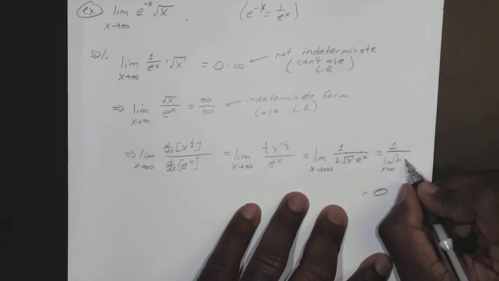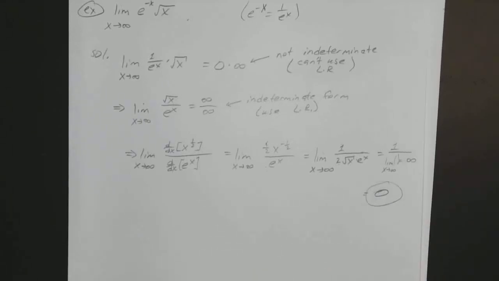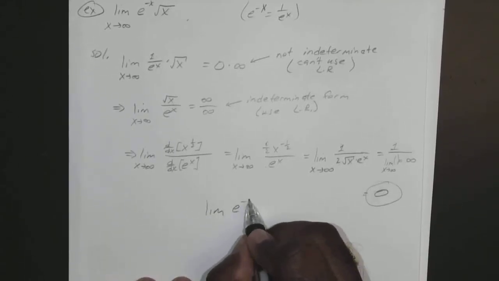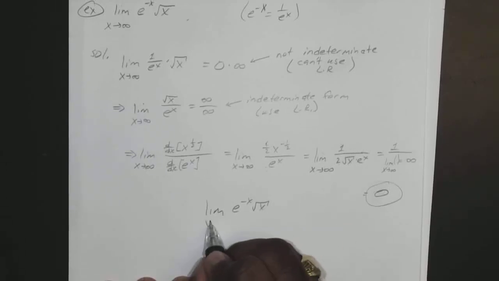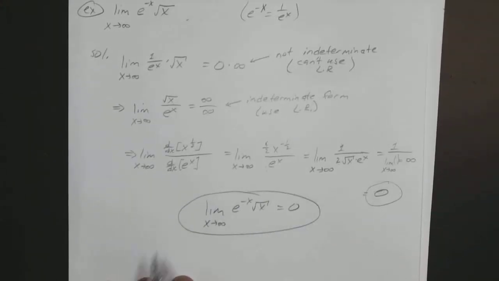Kind of moving around here. There we go. Mixing my steps up. All right, so we know that the limit of e to the negative x, square root of x, as x approaches infinity, is equal to 0. All right, any questions on that one?